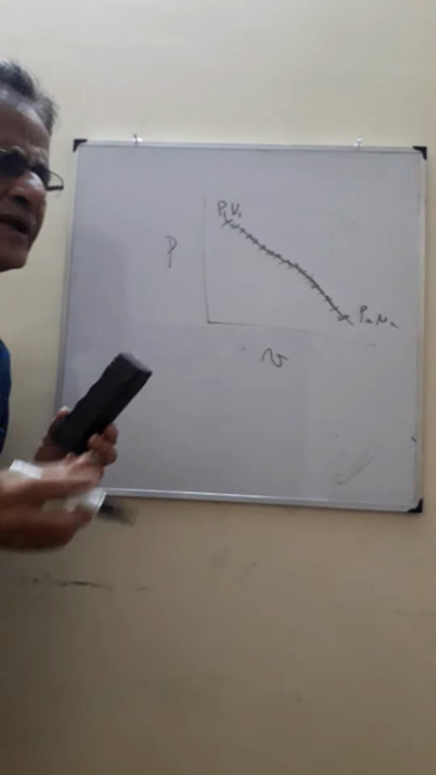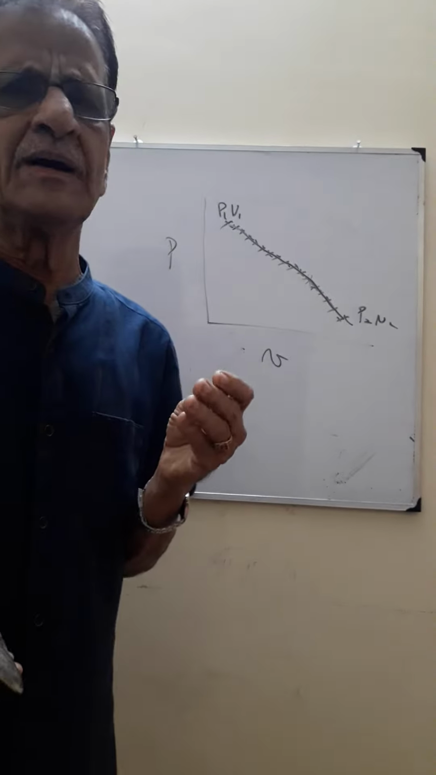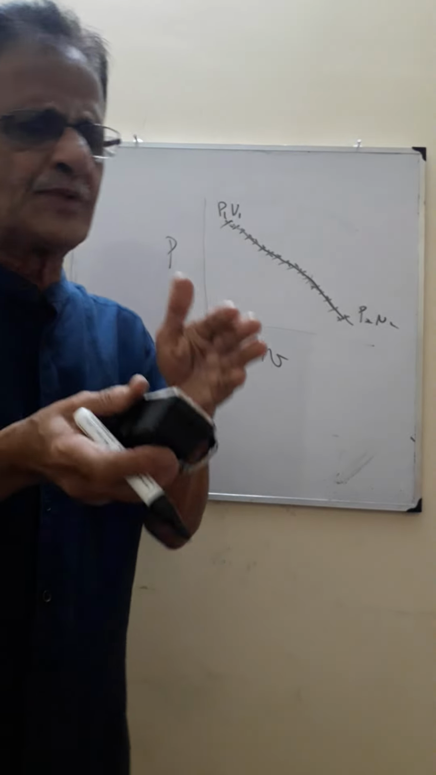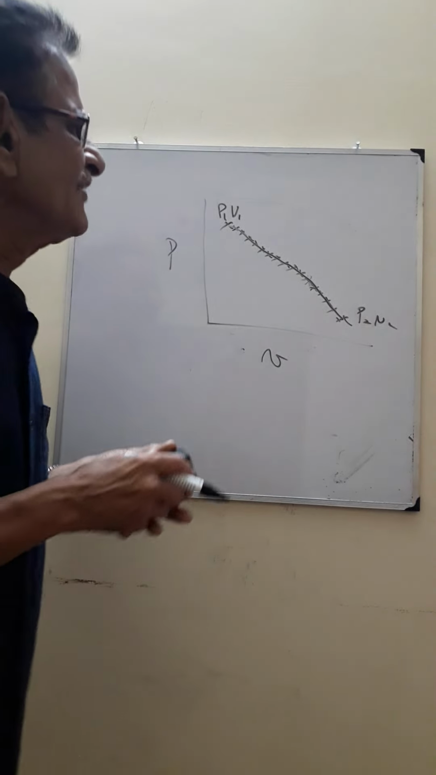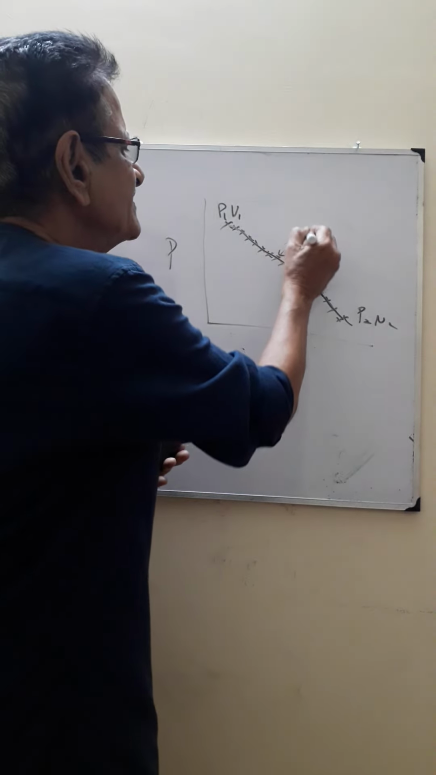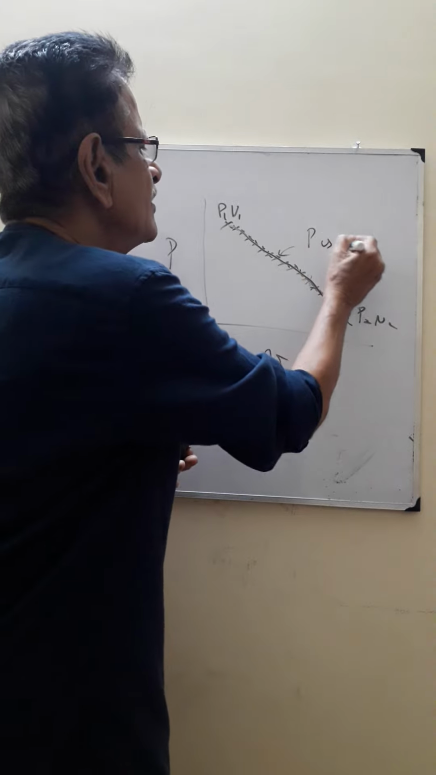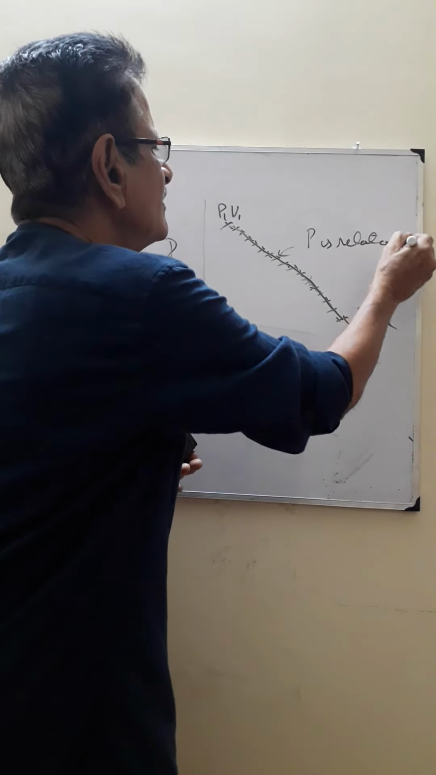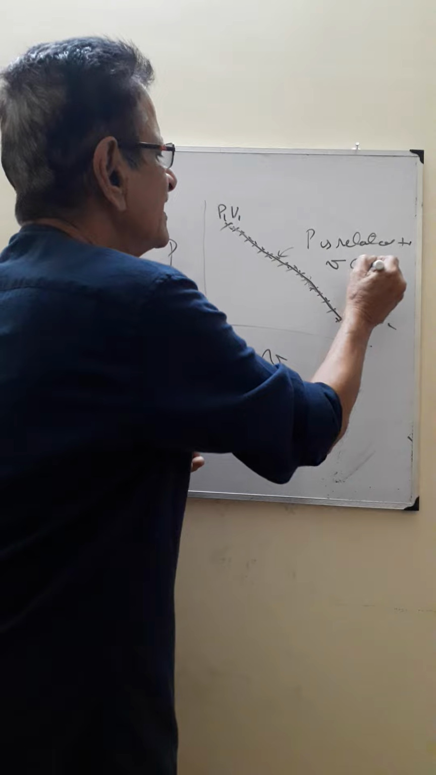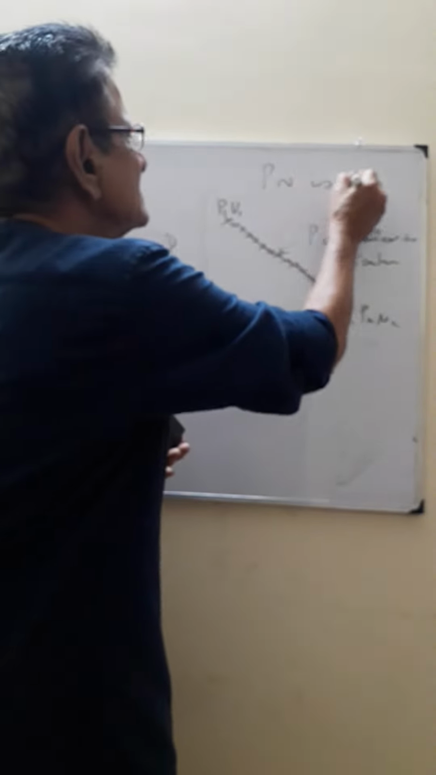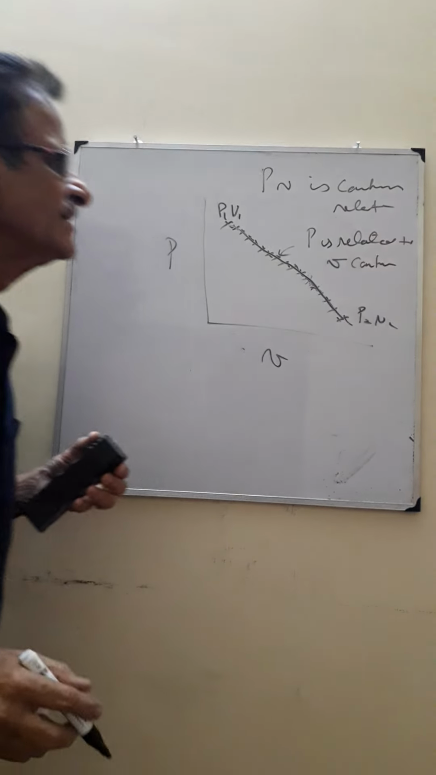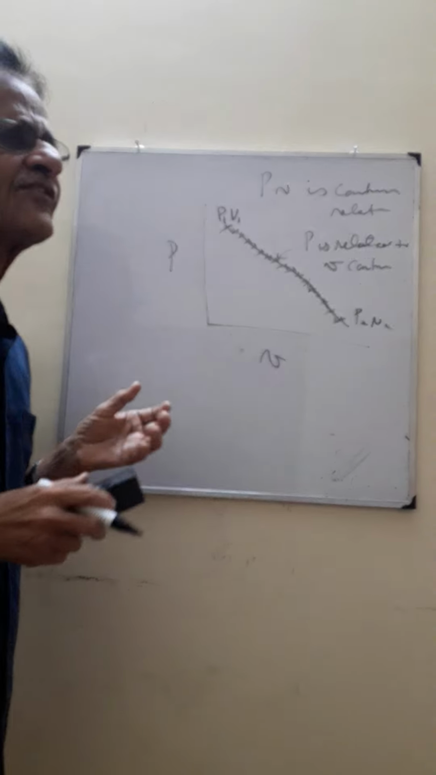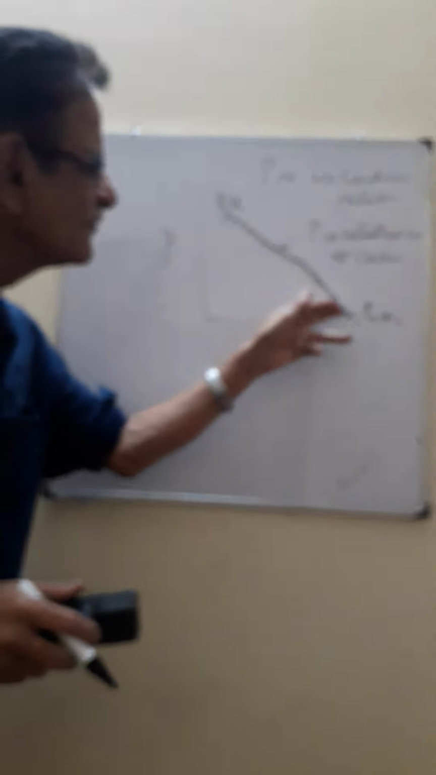By removing 1 gram, the process is very, very slow. But at any point of time, the pressure between the system and the surroundings is almost equal. Therefore, this is a continuous process. Pressure is related to volume continuously. PV is a continuous relation. This process is very, very slow, but we have got information between 1 to 2.